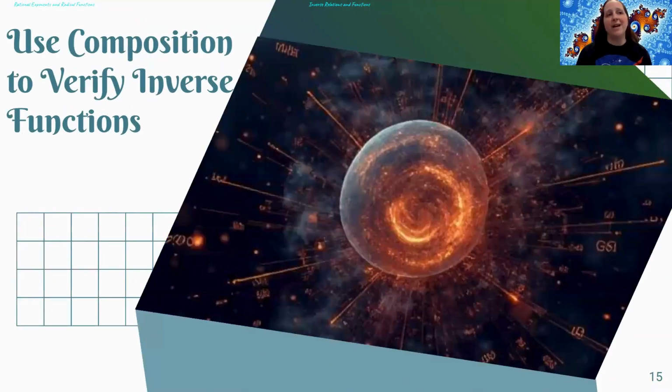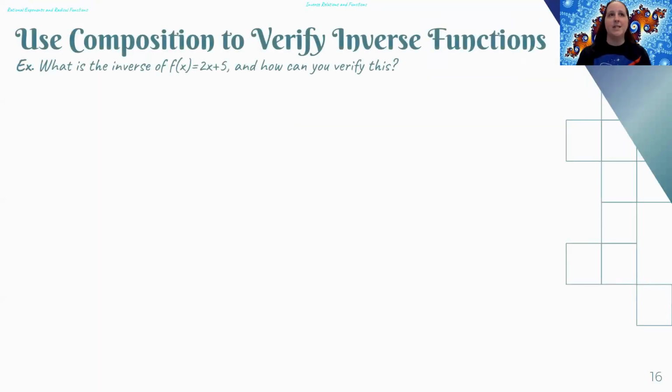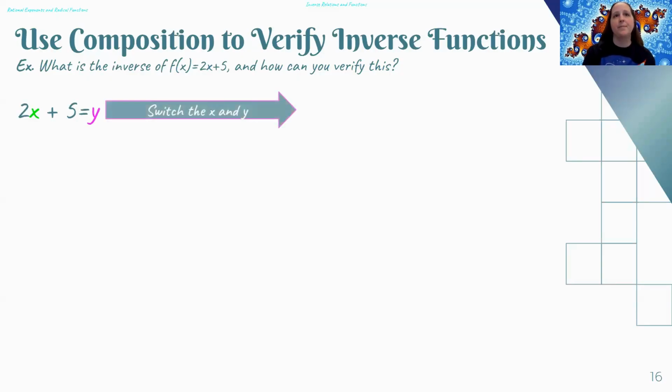Use composition to verify inverse functions. What is the inverse of f of x equals 2x plus 5, and how can you verify this? So 2x plus 5 equals y. Remember that f of x is the same thing as y. And I'm just going to flip the x and the y. So that gives me 2y plus 5 equals x. Now I'm going to solve for y.